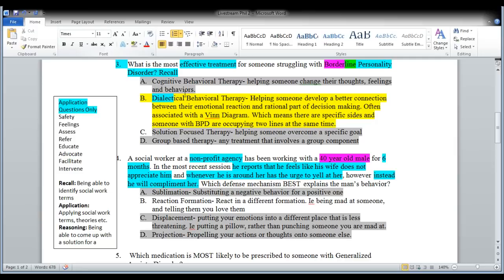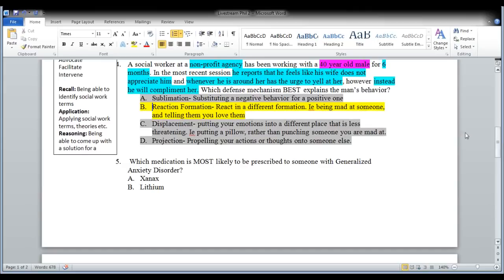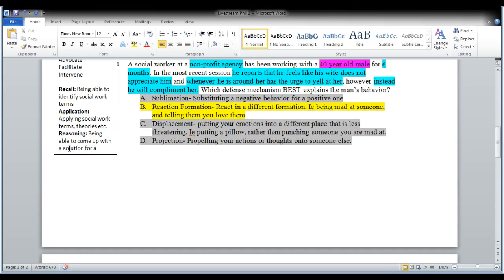And I keep using that term because the way it is, they're reacting in a different formation or the opposite of what they would want to do. He wants to yell at her, but instead he is providing a positive answer and or response to her way. So we'll move that down.